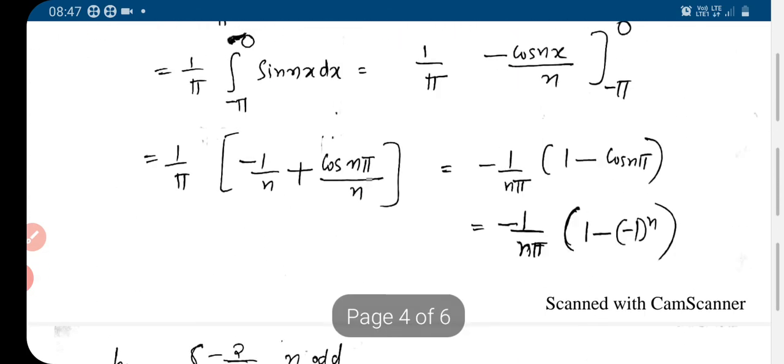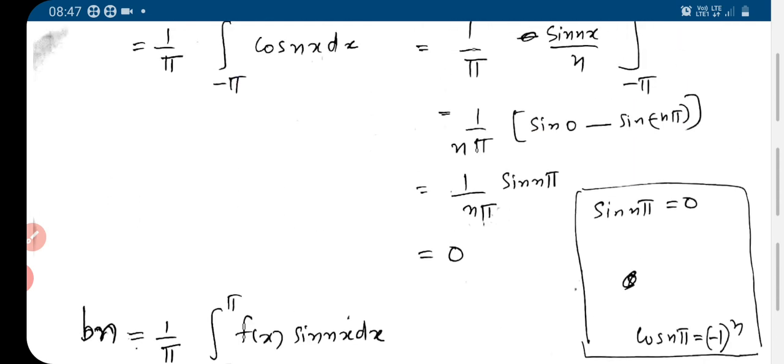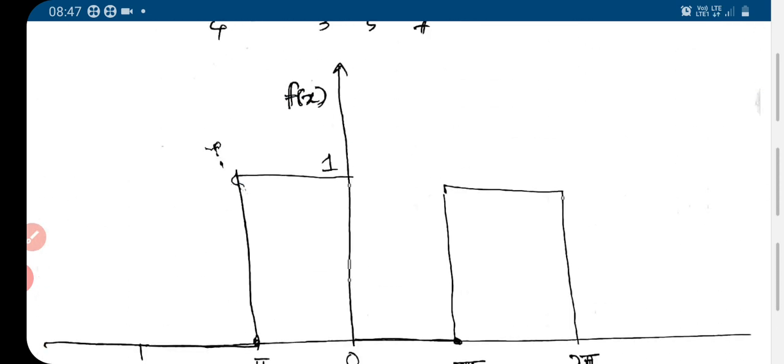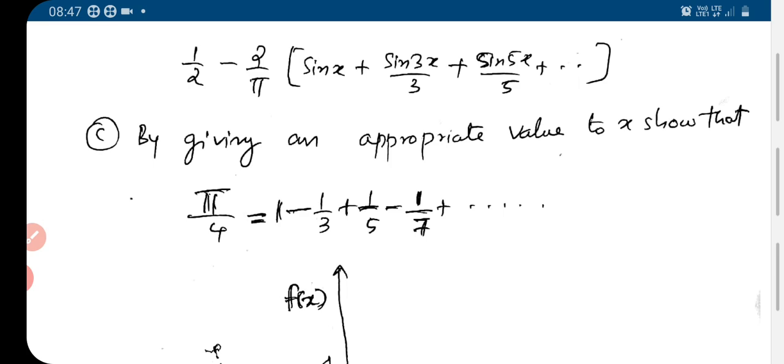This is how you apply Dirichlet's theorem to the Fourier series. Okay, and you can expect discontinuities and continuities. Okay, so let's stop.